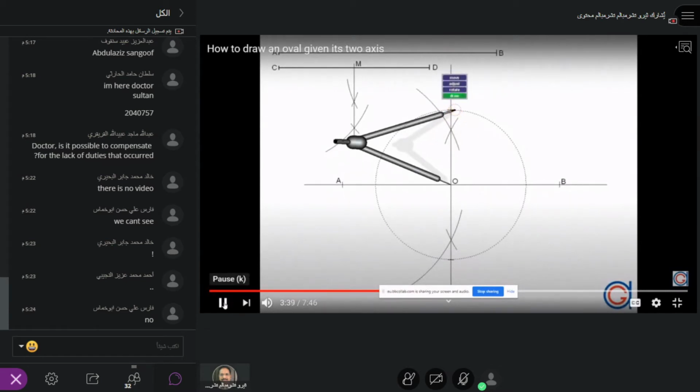So mark it now as CD. Now we have the 2 axes of our oval located correctly. Yeah, that is the CD. So you don't need to do all these things like this. This is the proper method by the geometry construction method, but we don't need to.